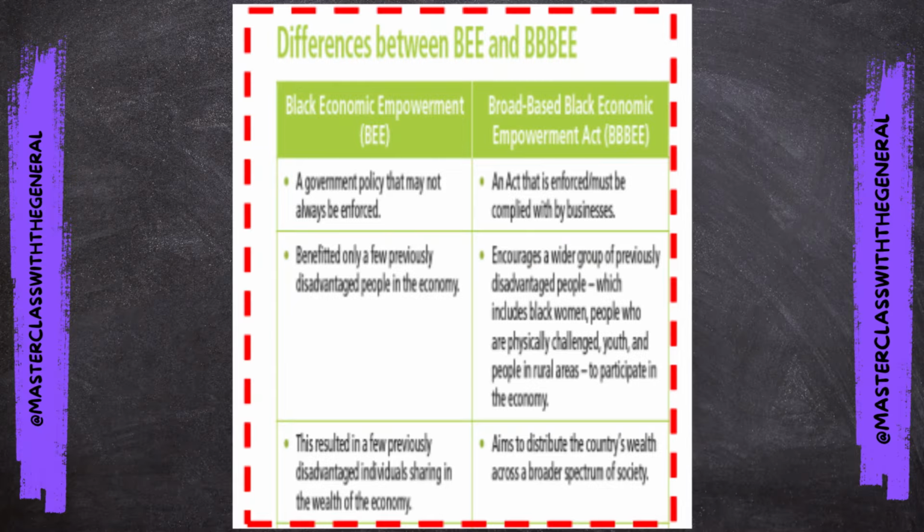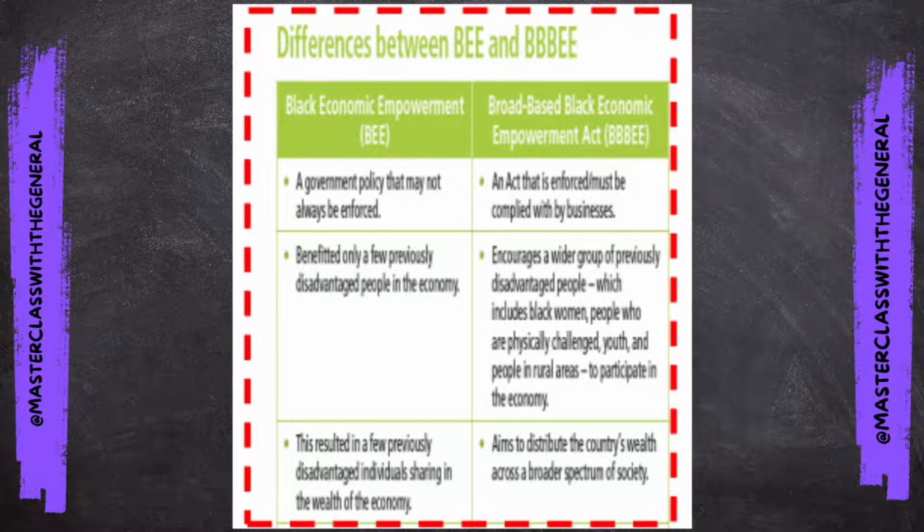Then BEE benefited only a few previously disadvantaged people in the economy, but triple BEE encourages a wider group of previously disadvantaged people, which includes black women, people who are physically challenged, youth, and people in rural areas to participate in the economy, as well as include other non-white groups, people that you may not see immediately as black, but as long as they are non-white, they fit into the definition of broad-based economic empowerment.